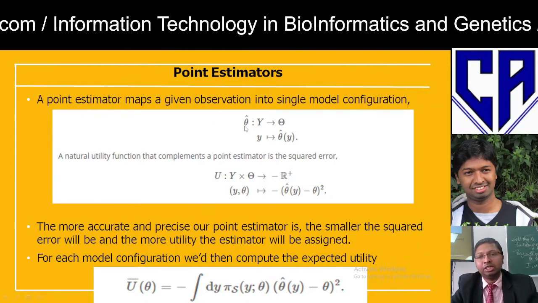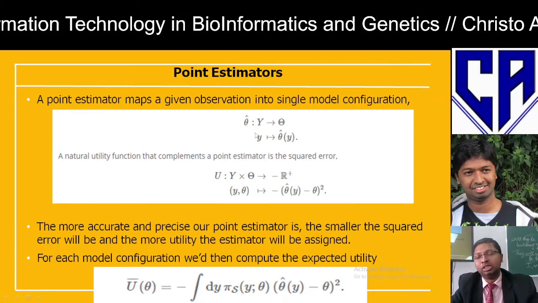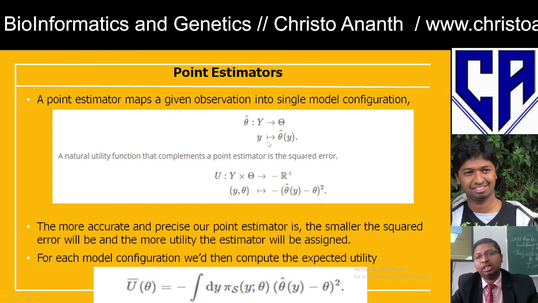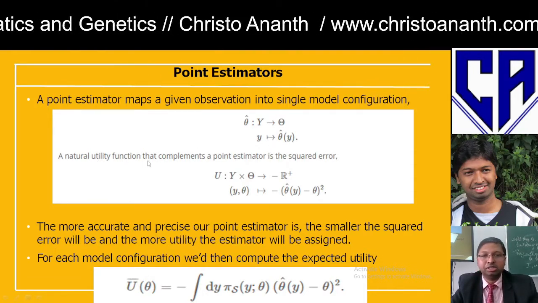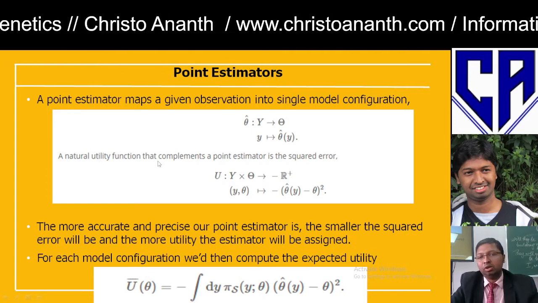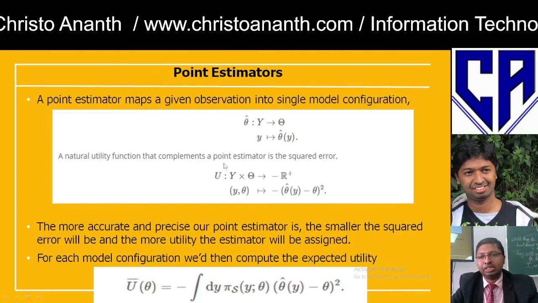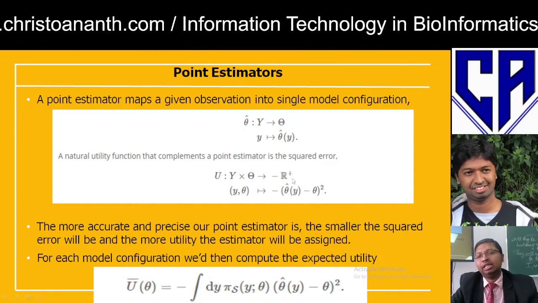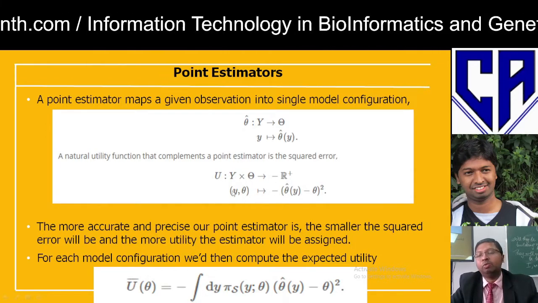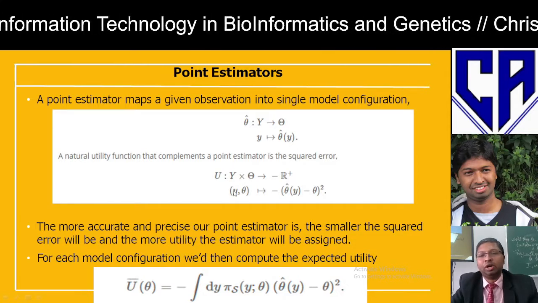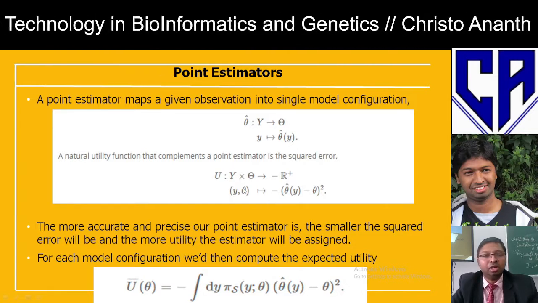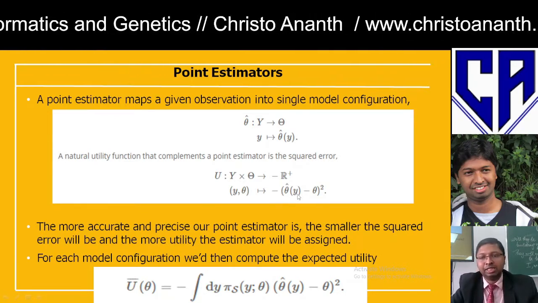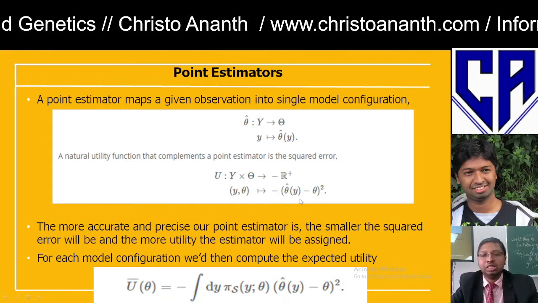In the case of point estimators, we will have theta cap, which maps y to theta, and small y tending to theta cap of y. This is the natural utility function which will complement a point estimator. So u of y cross theta tending to R plus. We would have both the parameters y comma theta belonging to minus theta cap of y minus theta the whole square. So this is nothing but the squared error.